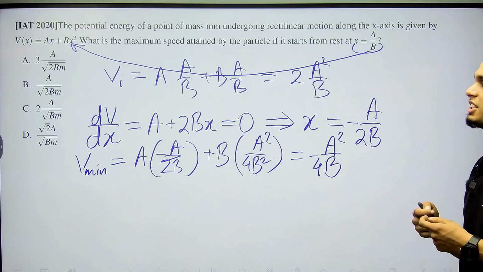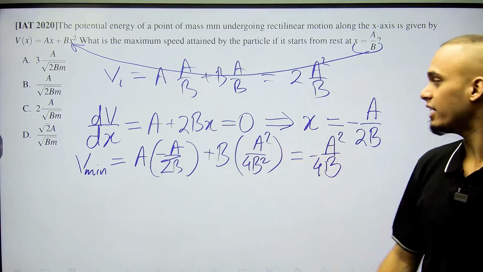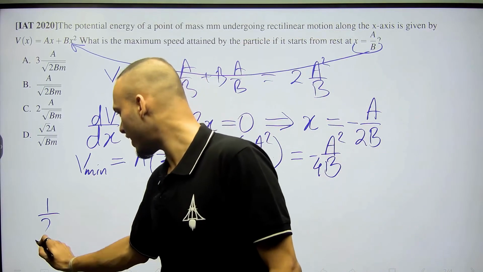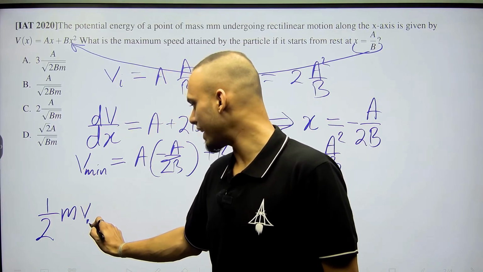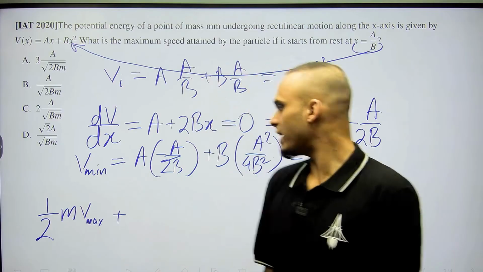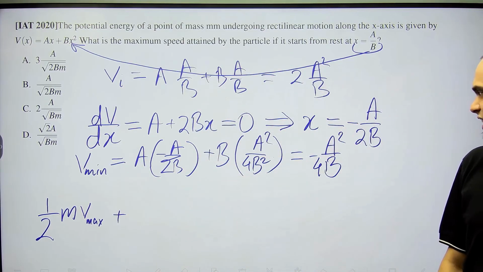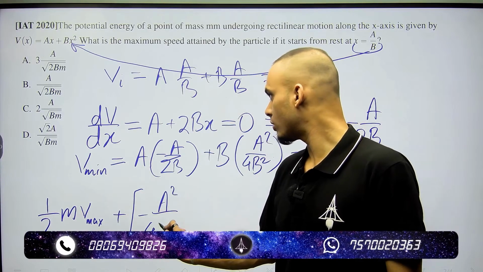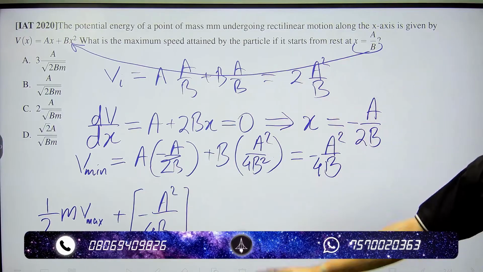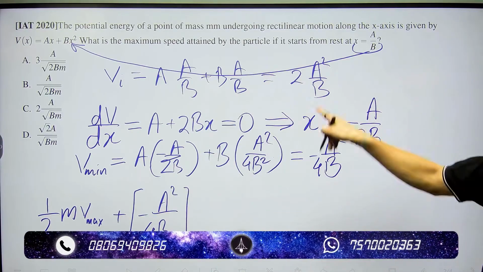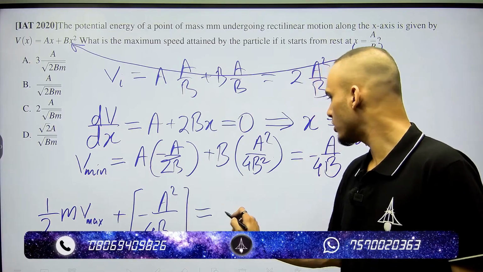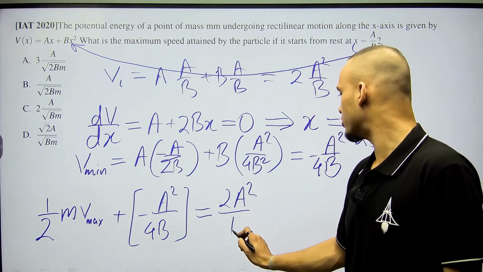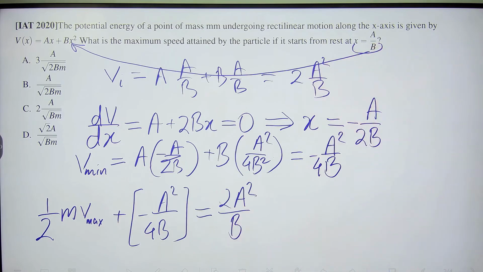Now finally we can just conserve the energy at this point. If potential energy is minimum, kinetic energy should be maximum, so we can write half into mass of the object into maximum speed attained by the object squared plus this value of minimum potential energy, that's minus A square upon 4b, and this is the total energy of the object which is conserved, so this should be equal to twice A square upon b, sorry, not 4b, just A square upon b.